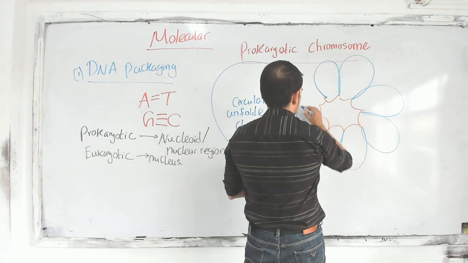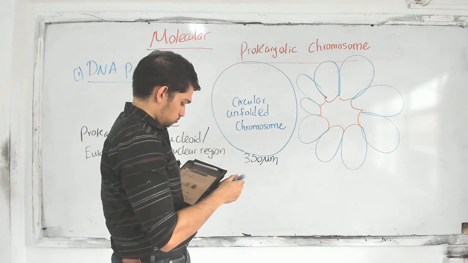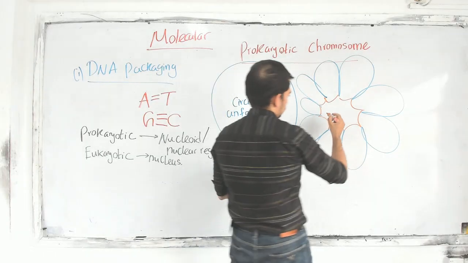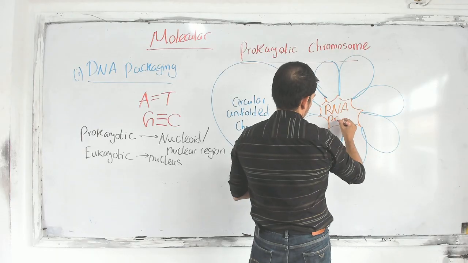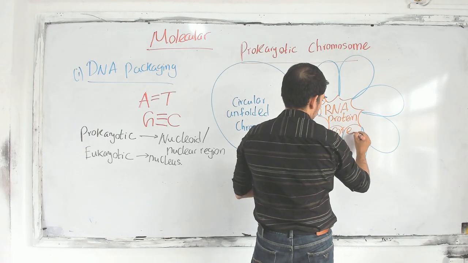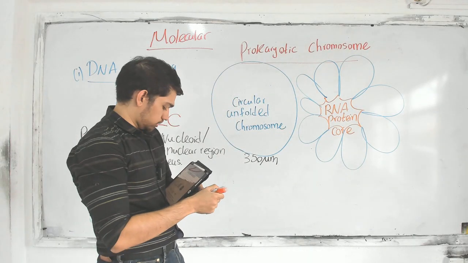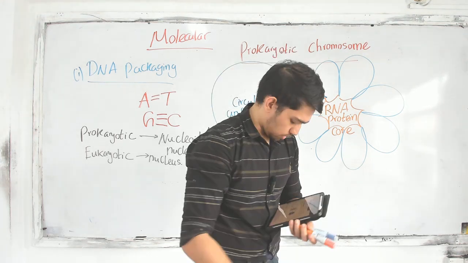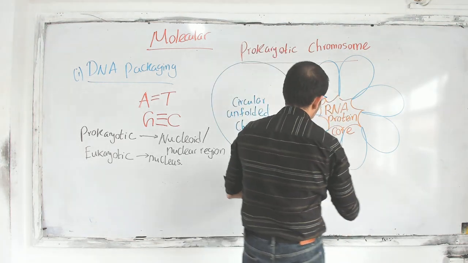to this RNA protein core. Okay, online people, can you see this RNA protein core? It's a core, right? That is going to shrink its size significantly to about 30 micrometers. 30 micrometers.